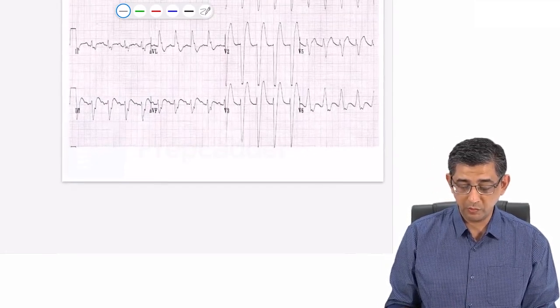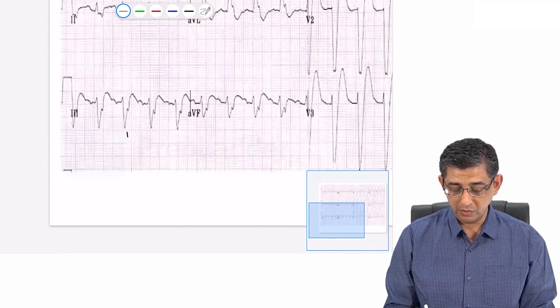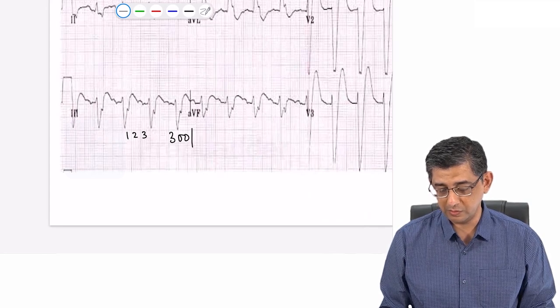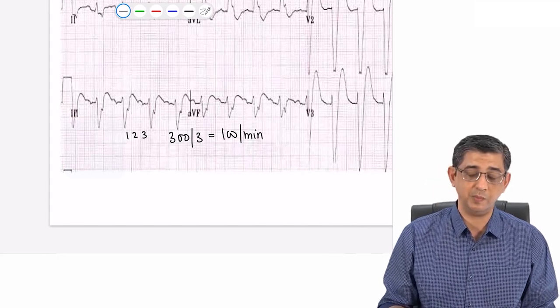First and foremost, I'll focus on the heart rate in this case. So you definitely can count approximately 3 large squares present here. Therefore the heart rate of this person would be 300 divided by 3. That would be 100 per minute. And now we will focus on the axis part.